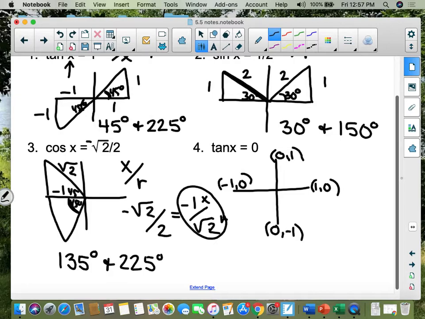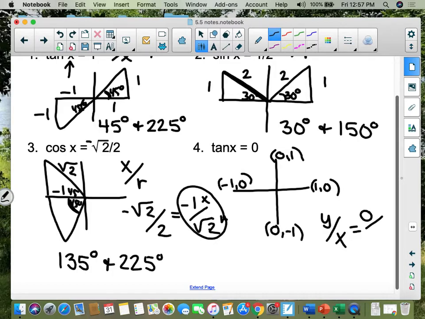Tangent is equal to y divided by x. I need to get an answer of 0. Sometimes your answer is undefined, isn't it? It's undefined when you have 0 in the denominator. It's not undefined when you have 0 in the numerator. The y has to be 0 for it to turn out to be a 0, correct?